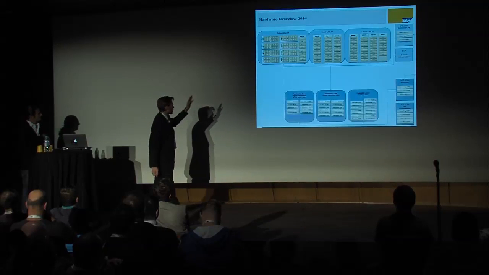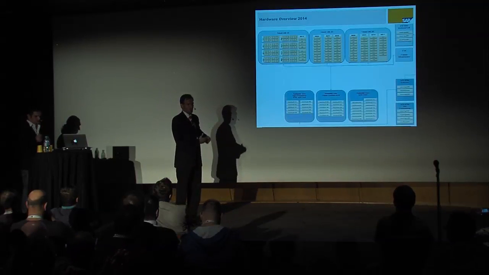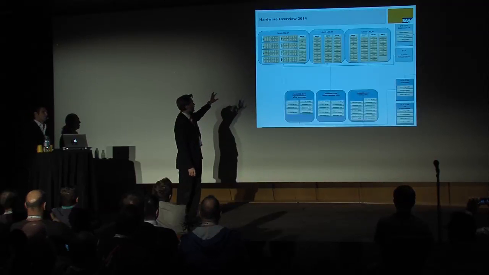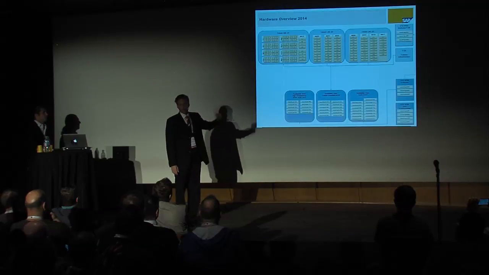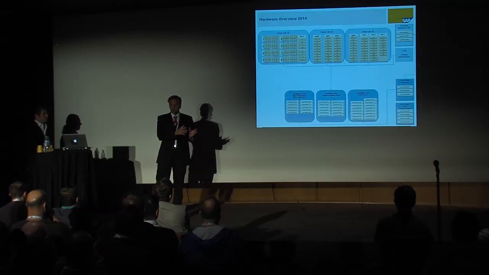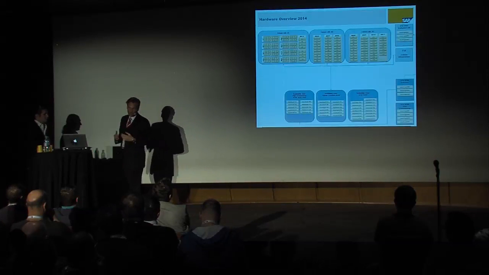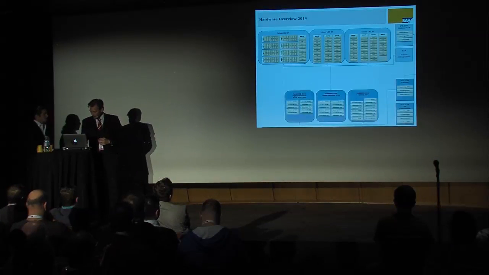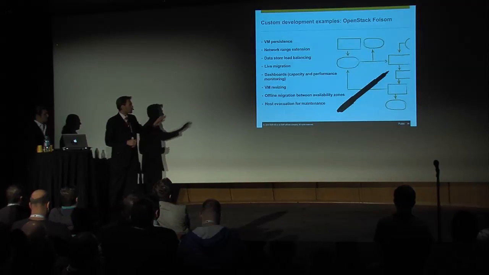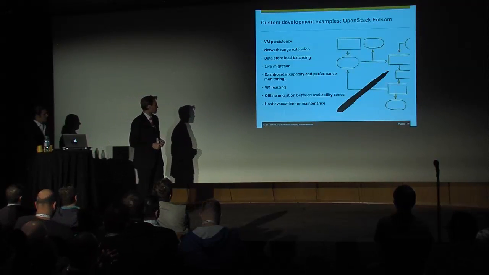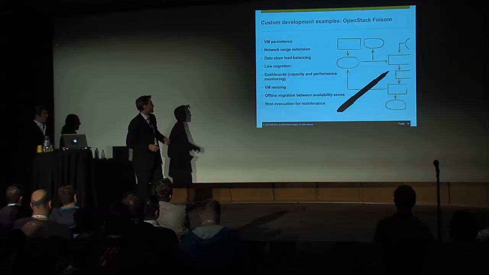What happens, however, if one live migration zone is full or for whatever reason you need to migrate a VM into a different data center or into a different network? So here we need some kind of offline migration functionality, and that's something we as well built into the product. So this is the offline migration between availability zones. And host evacuation we talked about.